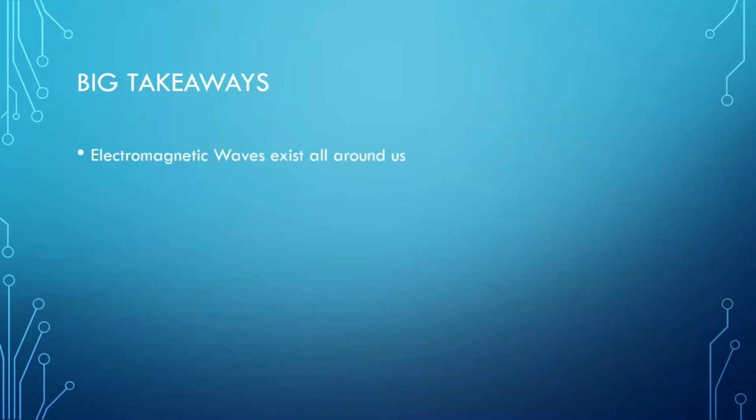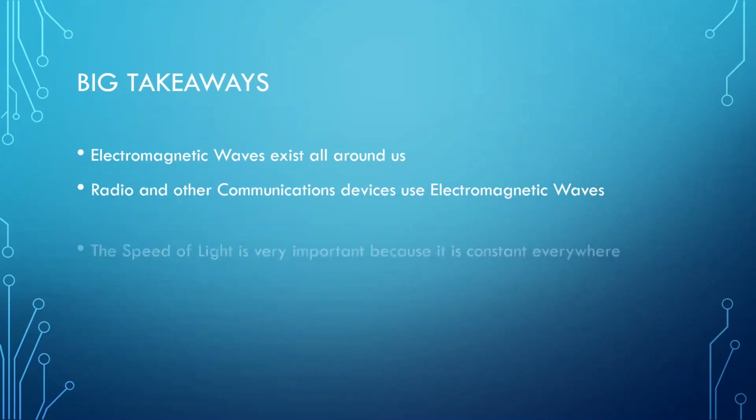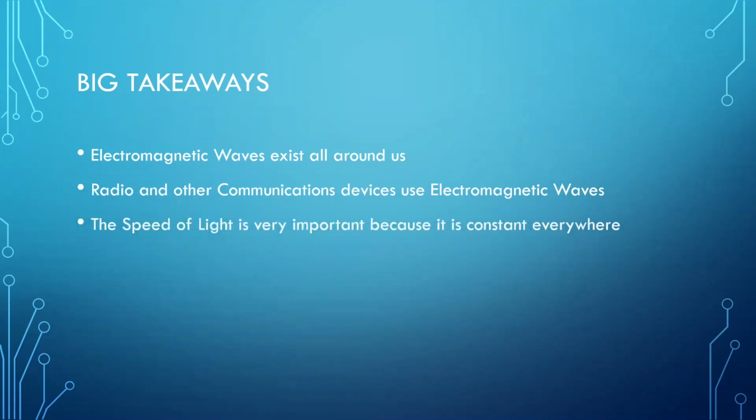All right, everybody. I hope you guys enjoyed that demonstration, and I hope that you can also recreate that at home. But first, let's recap a little bit on what we learned. Let's talk about the big takeaways. First of all, electromagnetic waves exist all around us, and you use them every day, like when you go to heat up your food in your microwave. Radio and other communications devices use electromagnetic waves to operate. And also, the speed of light is such an important number for us because it's constant everywhere in the universe.